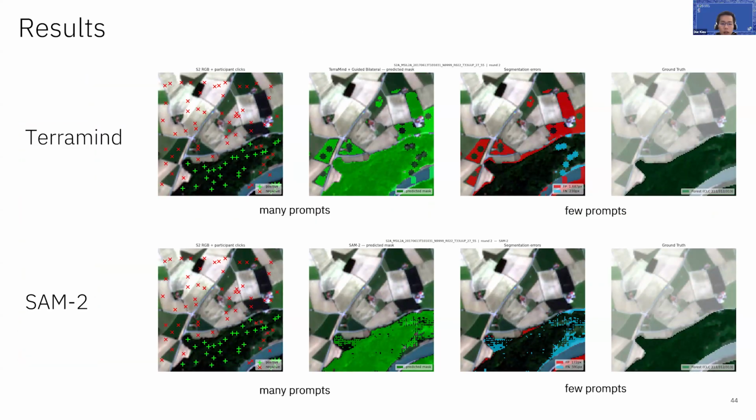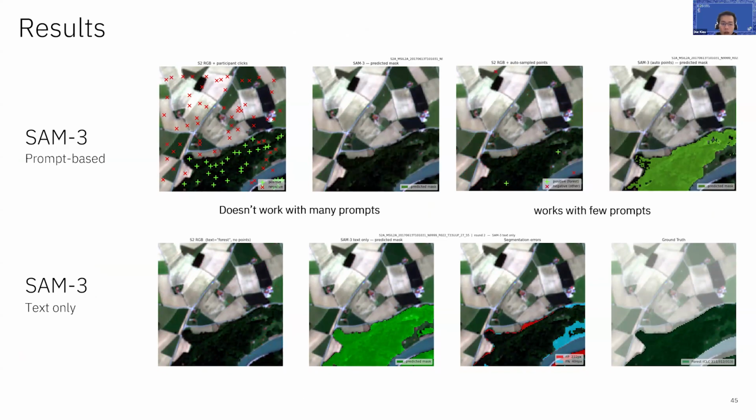And here you can see the results of TerraMine at the top, and then also the results of SAM2. For SAM3, you can see that it doesn't work with many prompts at all, but it works if you just provide a few prompts. And below you can see SAM3 text only, so we don't provide the prompts, we just give the text. You can also see the segmentation mask as a reference.